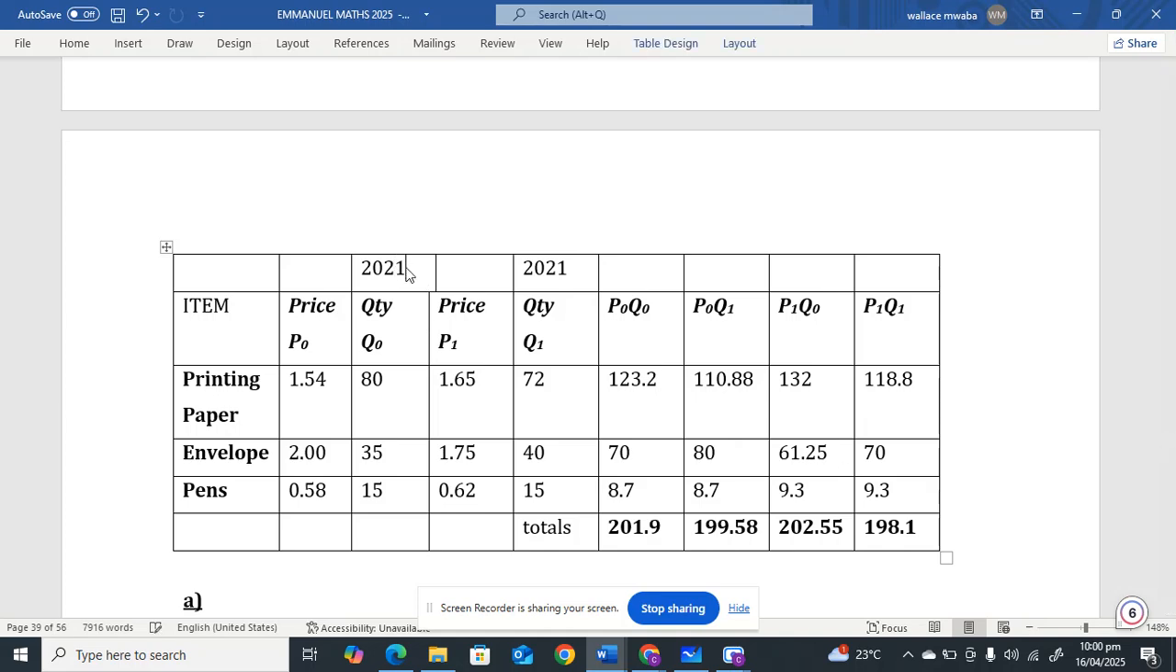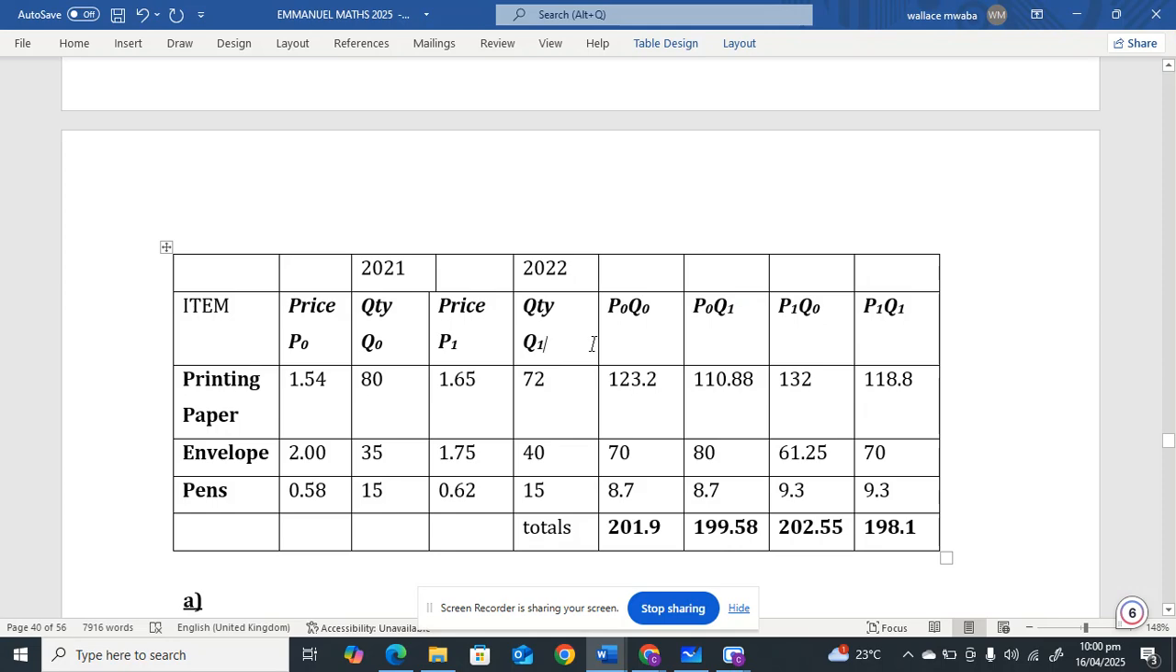It is 2021. So for the base year, the price for the base year, you label it as P0. The quantity for the base year, Q0. Okay, we've got goods that we're looking at, printing paper, envelopes, and pens. Want to measure inflation here. So for your base year, the price P0, quantity Q0. For the other year which you're going to be comparing, the price you label it as P1 and the quantity is Q1.